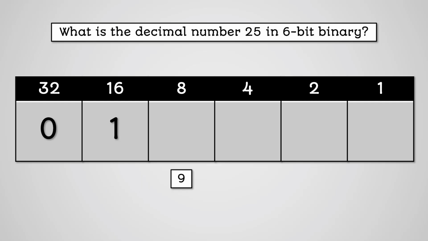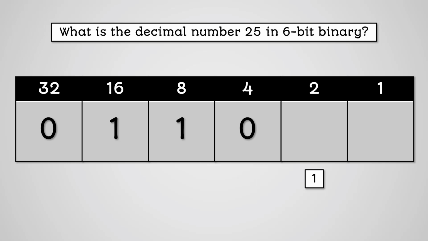Move on to the 8 column. This time we want to know, can 8 fit into 9? Yes, so we have one of these. So we put 1 in the 8 column. Now we have to take 8 away from 9, which leaves us with 1. Move on to the 4 column. Can 4 fit into 1? No, so we don't have one of these. So we put a 0 in the 4 column.